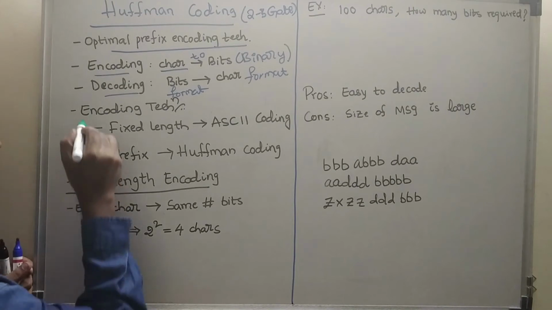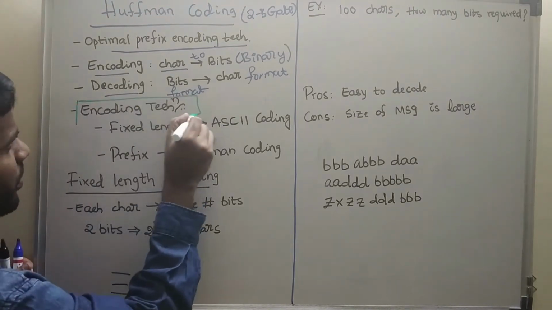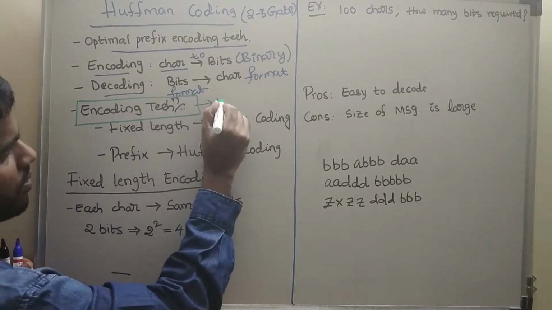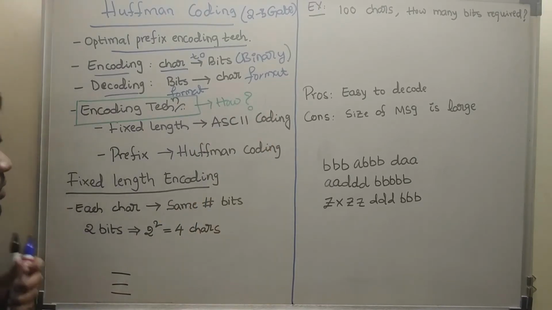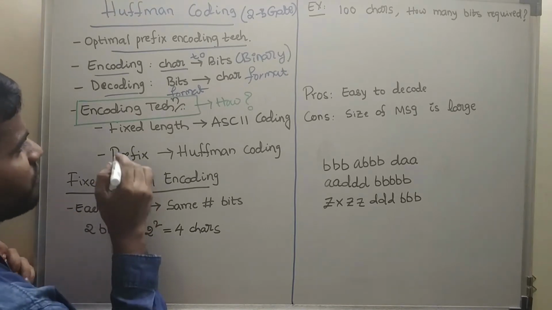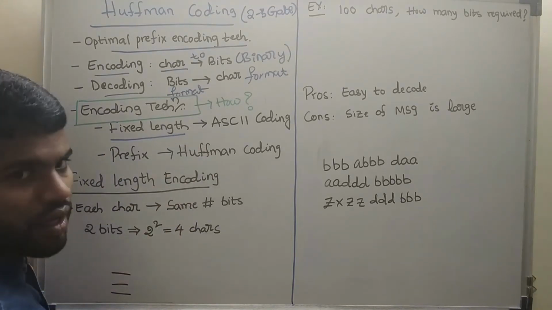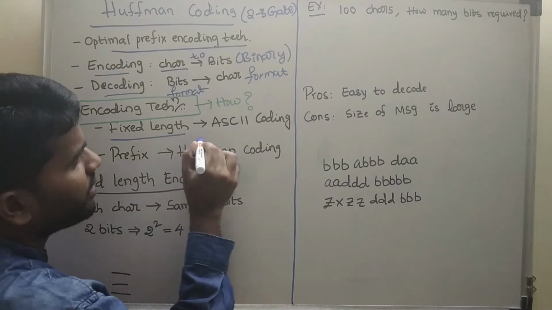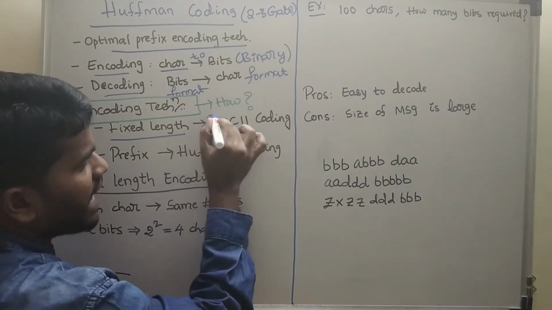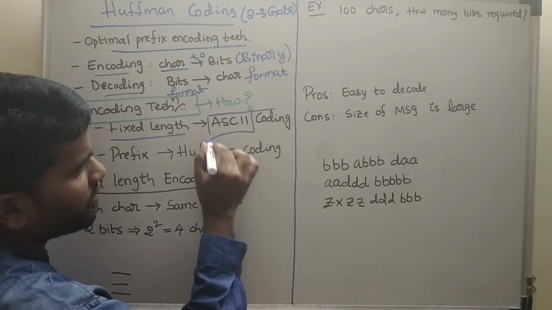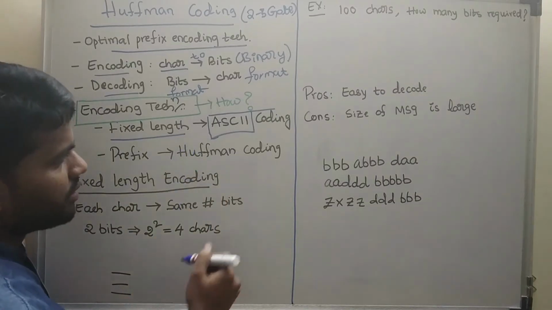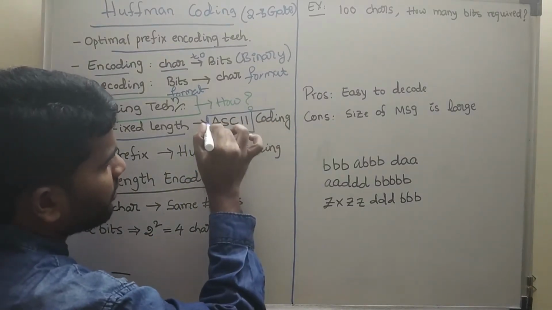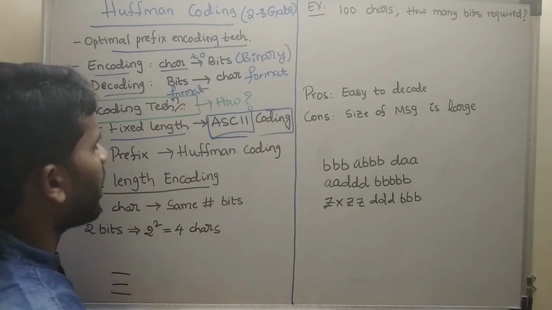So how many encoding techniques are available? We will discuss those things. One is the fixed length encoding system. In this fixed length, we'll use ASCII values. ASCII values, you know ASCII values, right? A will get some 65, 64 something, from that 95, 96 like that. So ASCII values code is used.